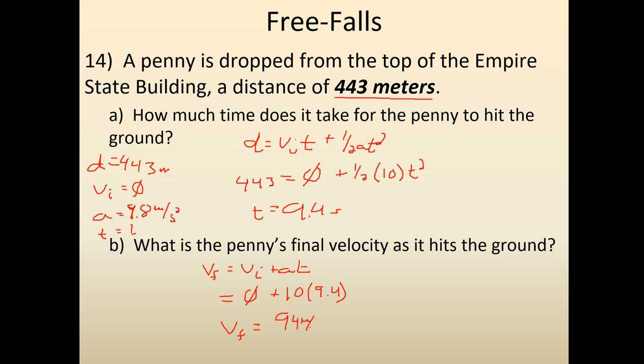94 meters per second. Now, very quickly, if you instead used the 9.8 number, you'll realize that your answers aren't that much off from mine. The time would have been 9.5 seconds, and the final velocity would have been 93. Oh, sorry, not 95, 93. So not that much off. 0.1 here, 1 over here. Very small difference, which is why I said you can easily use 10 just to make the calculations easier.